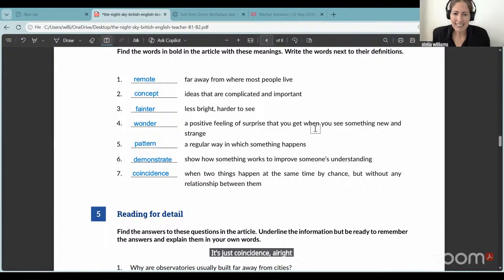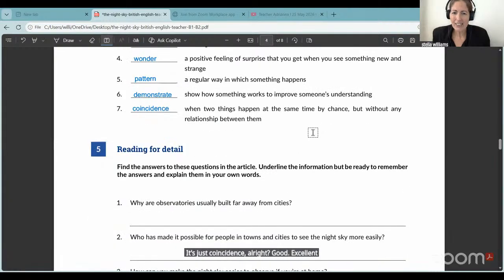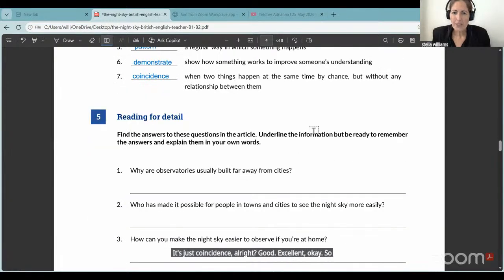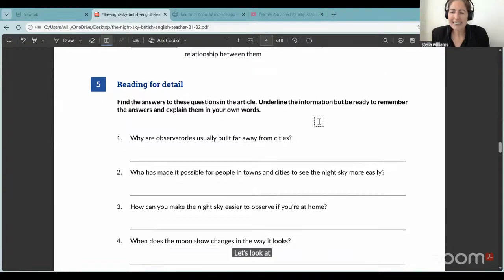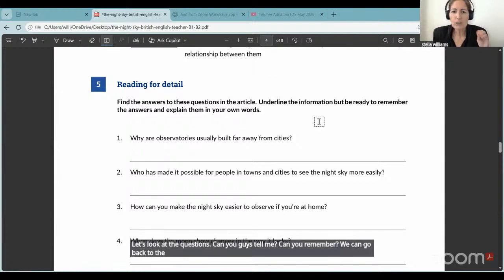Good. Excellent. Okay. So let's look at the questions. Can you guys tell me, can you remember, we can go back to the paragraph, why are observatories usually built far away from cities?